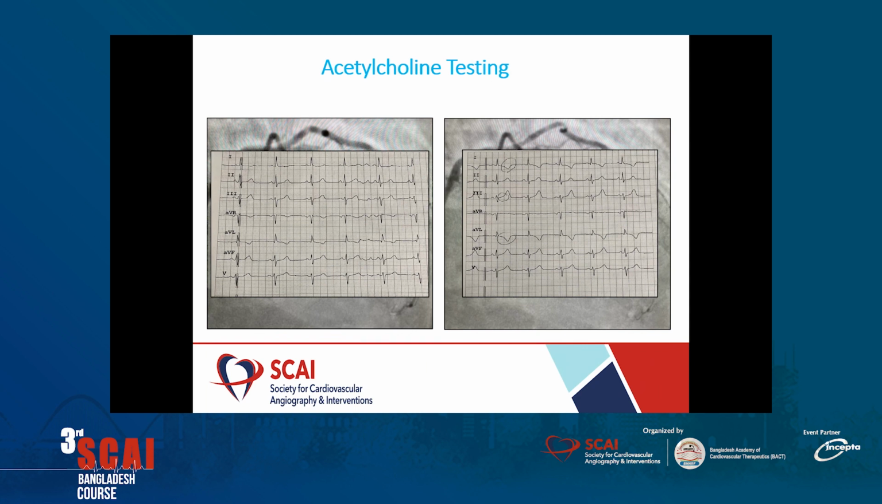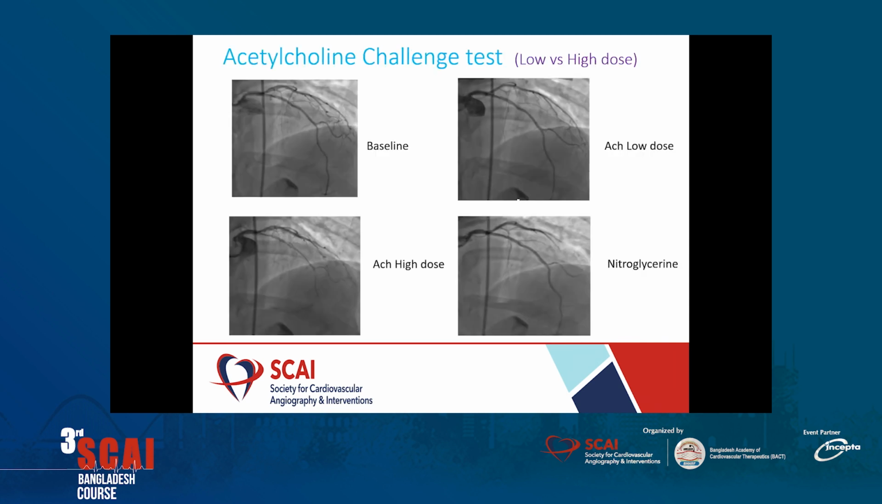Baseline EKG on the left side. My right-hand side is the abnormal EKG. You see in lead 1 there is a T inversion, and in lead 3 there is a subtle ST elevation. So most of the time, you see the T inversion or ST depression.